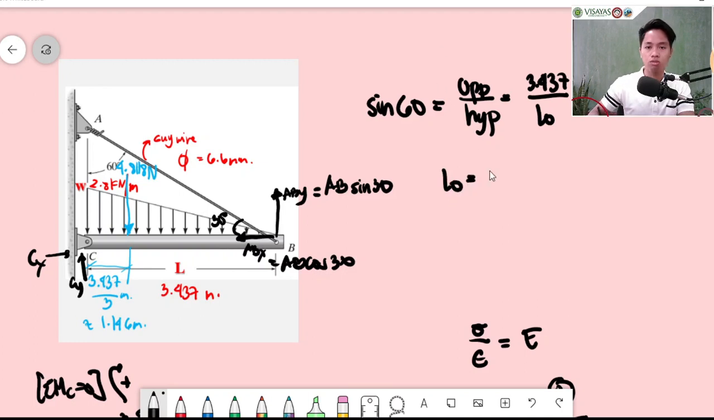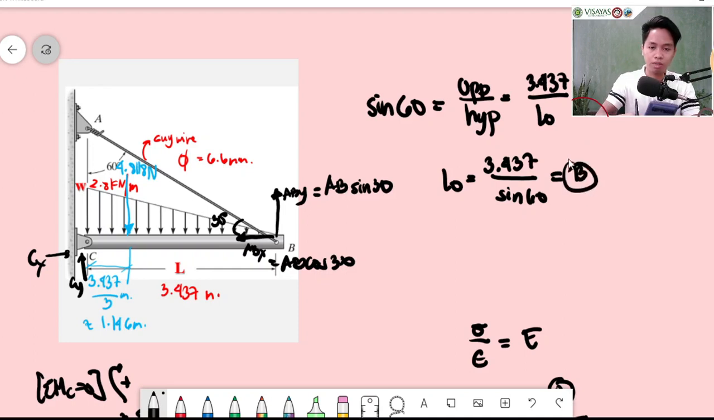L0 is equal to 3.437 divided by sine 60. Whatever value we get, I will store that to B to make it easier. That should be 3.437 divided by sine 60, stored in B. So, that would be approximately equal to 3.969.